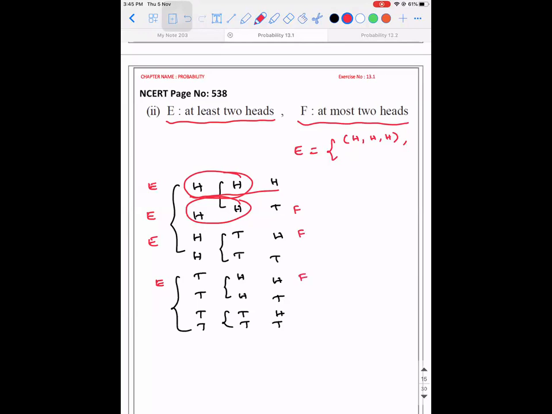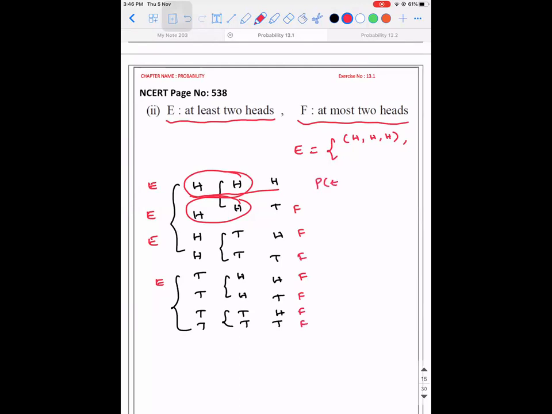Did I miss anything? Sir, can we take T, H, T also? Single H also can come, right? At most. Yeah, single also can come. Because if I take only these things, it will not come. So single also can come.